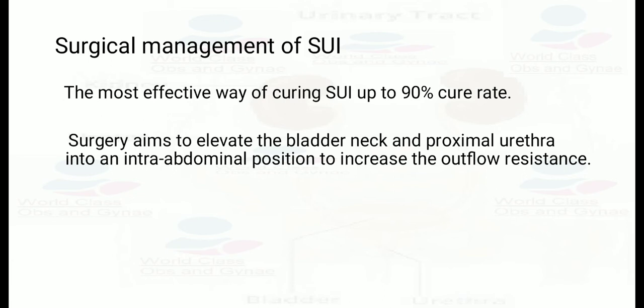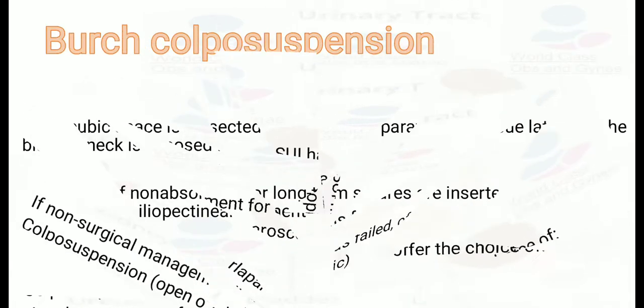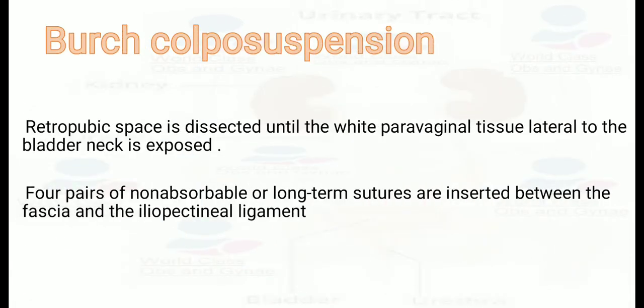Surgery aims to elevate the bladder neck and proximal urethra into an abdominal position to increase the outflow resistance. If non-surgical management of stress urinary incontinence has failed, offer the choices of colposuspension, laparoscopic or autologous rectus fascial sling, or retropubic mid-urethral mesh sling. The retropubic space is dissected until wide paravaginal tissue lateral to the bladder neck is exposed, and 4 pillars of non-absorbable or long-term sutures are inserted between the fascia and the iliopectineal ligament.